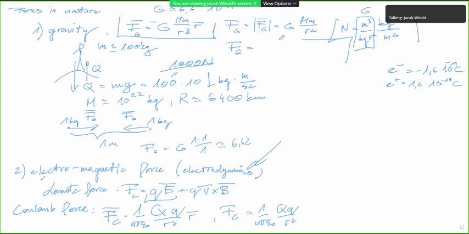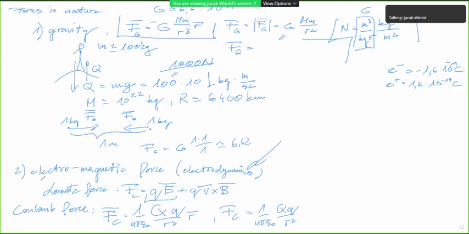So it will attract two elementary particles like an electron with, for example, a proton. They will want to get together. But if you have two protons or two electrons, they will repulse each other, because then the sign will be positive. For example, two electrons will have two minus signs, which will cancel out, and will be a positive force acting in the same direction as the position vector from one to another. So they will be repulsing each other.